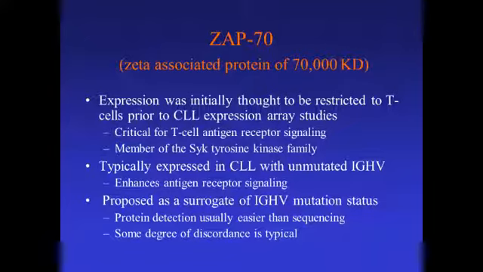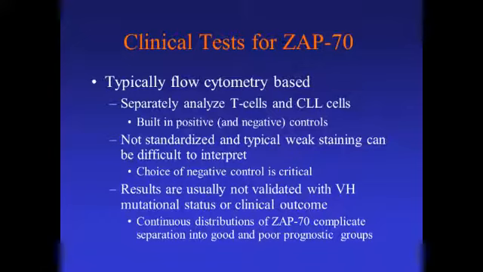But the problem is this has been a lot more difficult than people realized, and a lot of the assays don't work well. There's also some degree of discordance, in the assays that do work, between mutational status and ZAP70. Most clinical tests for ZAP70 are flow cytometry based, and they're nice because you can separately analyze T cells and B cells. T cells are typically ZAP70 positive, as I mentioned, so you've got a built-in positive control. The problem is these tests aren't standardized, they're difficult, you only get weak staining with the antibodies, and so the choice of negative control is very critical.